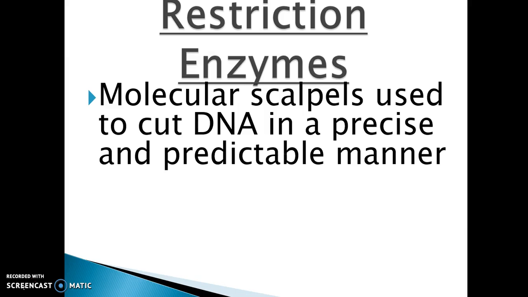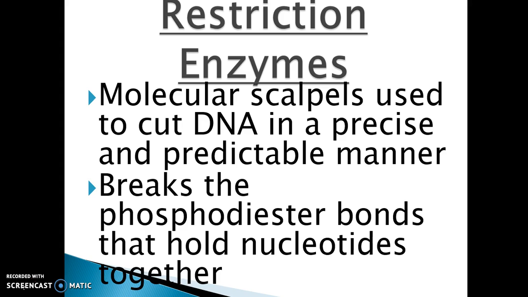Restriction enzymes are like scissors. They're molecular scalpels that are used to cut DNA at certain points. Now it's a very precise and predictable manner. And what it does is it looks for a palindrome. Okay, now a palindrome is something that is the same going on the first strand forward and on the second strand of DNA going backward. So if we were to do that in the English language, it would be like mom or race car.